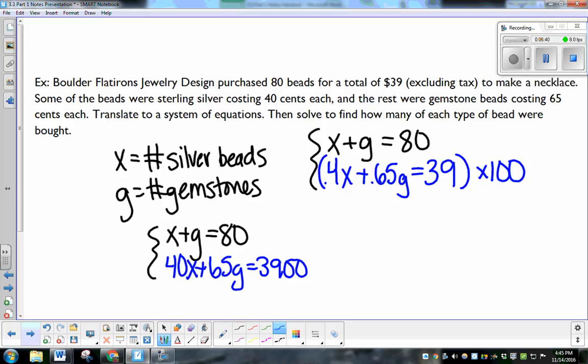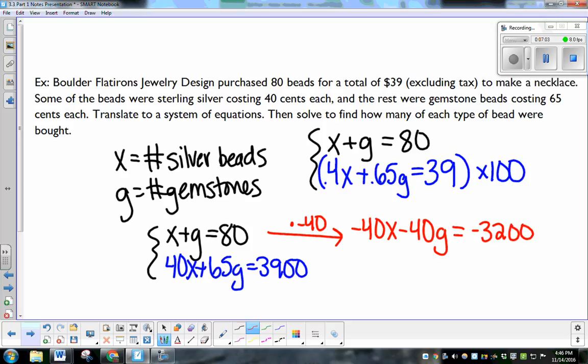So you can pick right now if you want to do substitution or elimination to solve this. As you guys know, I like elimination. I'm thinking elimination looks good on this one. So what I'm going to do is multiply my top equation by negative 40. So I'm going to have negative 40x minus 40g equals negative 3,200. I'm just going to keep my bottom equation exactly the same because that will make those x's cancel. So I've got 40x plus 65g equals 3,900.